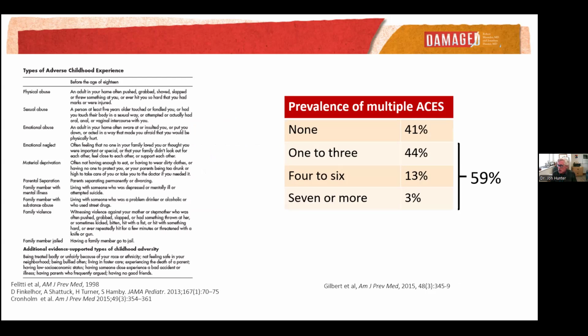These were not subtle inquiries. These were asking about whether you've been hit, whether you've been sexually abused, whether you've been sworn at or insulted. You can see a list on the left, not great things. And people answered yes or no. And if they answered yes, they got a score of one. So if you take physical abuse, an adult in your home often pushed, grabbed, shoved, slapped, or threw something at you, or ever hit you so hard that you had marks or were injured. If you answered yes to that question, you got a score of one. If it happened to you once, it was one. If it happened to you every day for 5 years, it was still just a one.